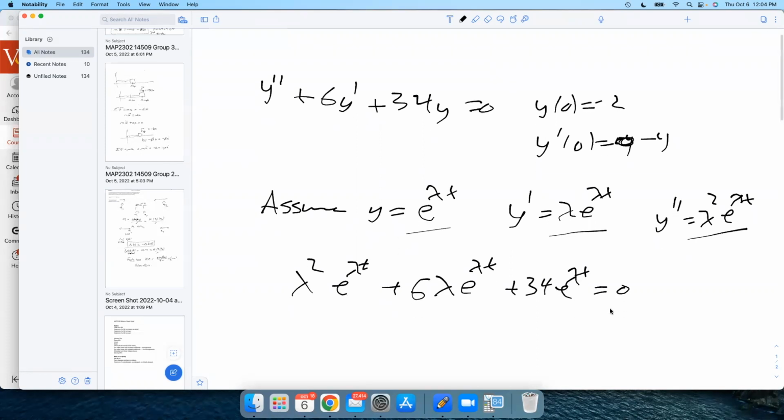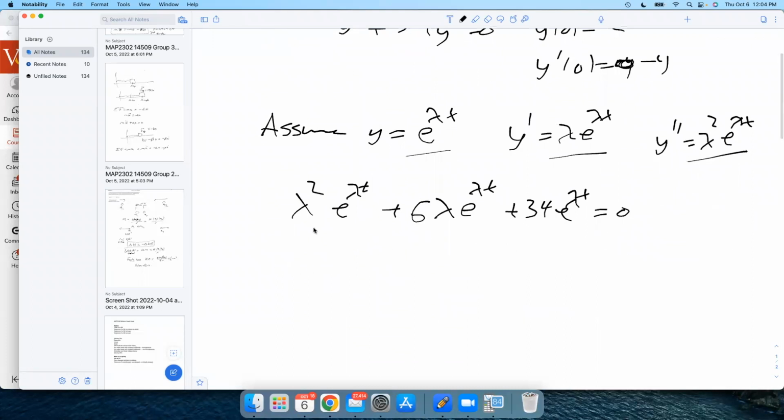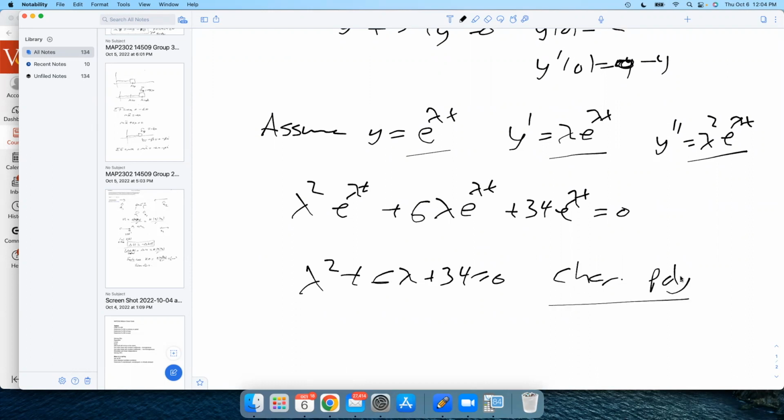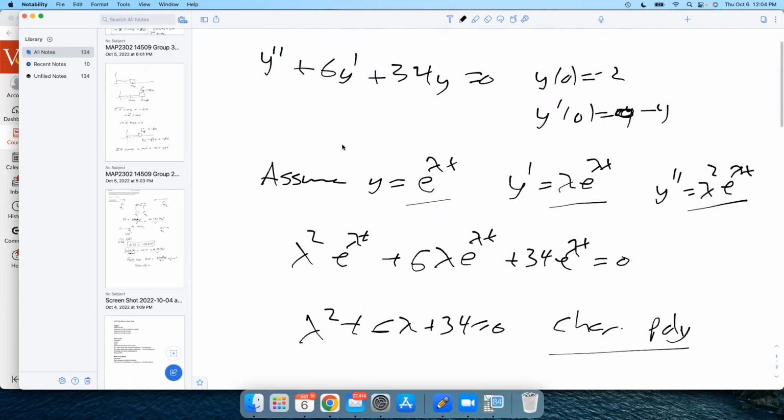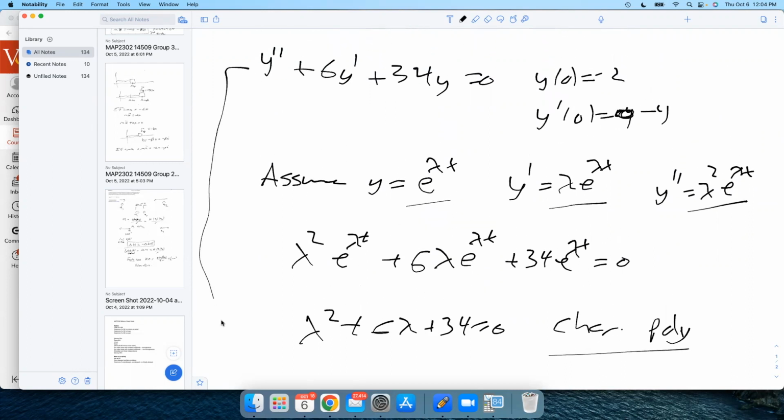Supposed to equal 0. We can divide out the e to the lambda t because it never equals 0. So we're allowed to divide by it and we get our characteristic polynomial. On a test, I am okay with you going from here to here. It's perfectly fine. You don't have to write this because hopefully you're to the point that you can just go straight from there to there.